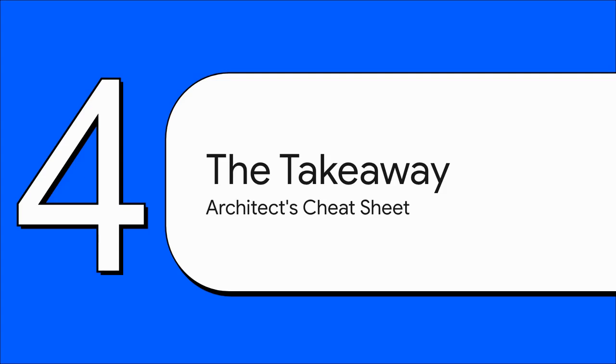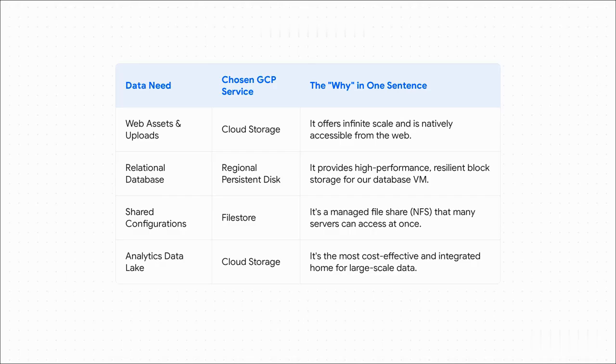Now, let's make this even more practical. We can actually boil down this whole thought process into a simple little cheat sheet you can use on your own projects. This is it. This is the cheat sheet. When you run into a new data problem, you can just come back to this logic. Are you serving web files? Think Cloud Storage. Need a fast disk for a database? Regional persistent disk. Need a shared drive for a bunch of servers? That's Filestore. Building a giant data lake? You're back to Cloud Storage. This framework makes these decisions so much simpler.